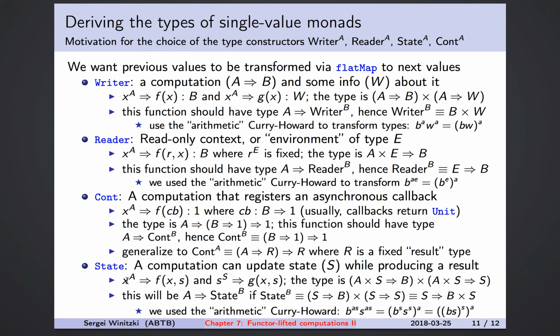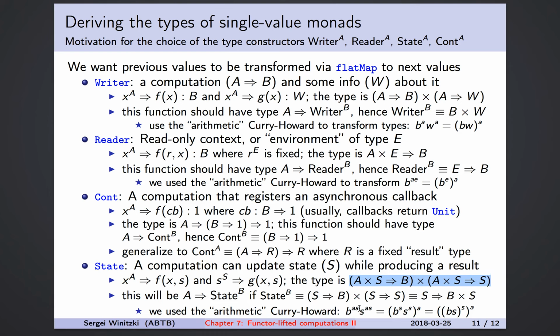Therefore, the type of the elementary computation step is actually this. It's a pair of two functions from a and s to b and from a and s to s. So the first function computes a new result, and the second function computes a new state value. Now we repeat the same argument. This type must be the type of the argument of flatMap, in other words, this. So what is state B if this type must be equivalent to this?